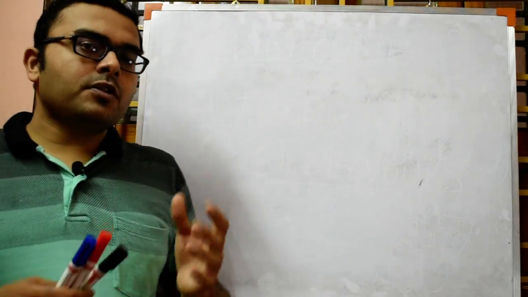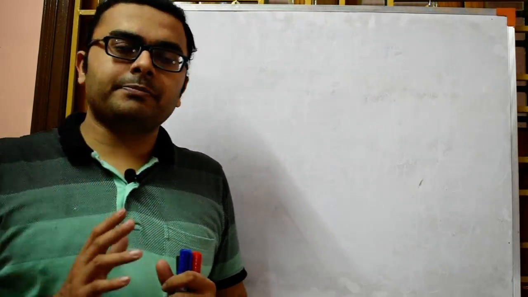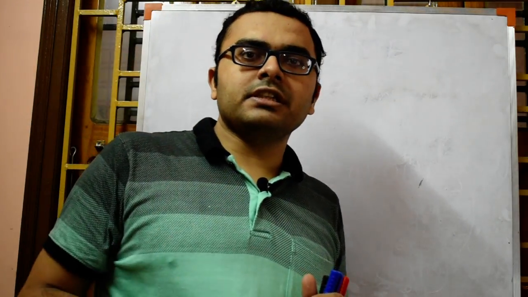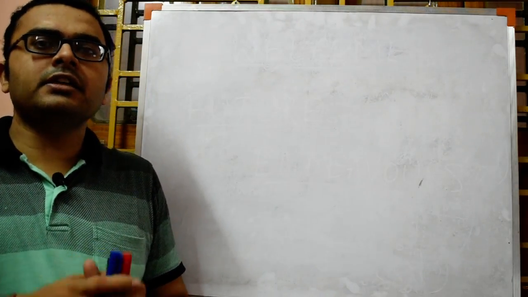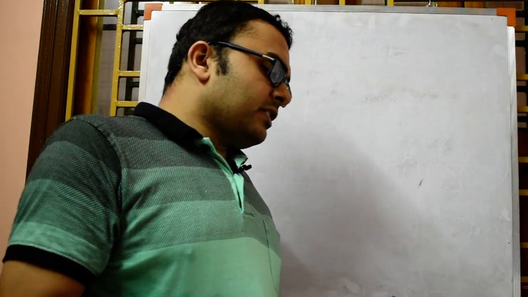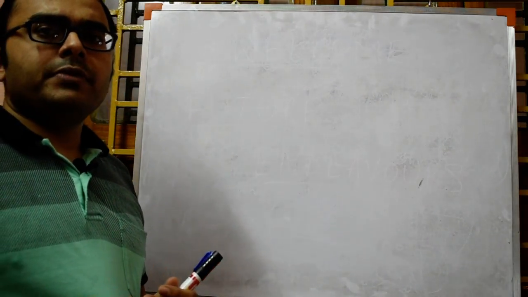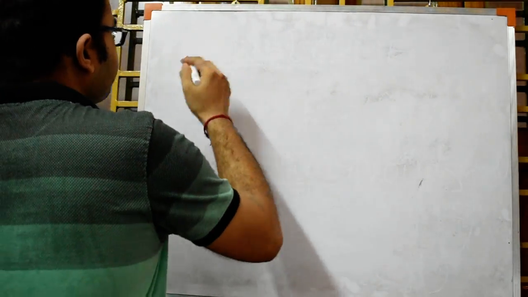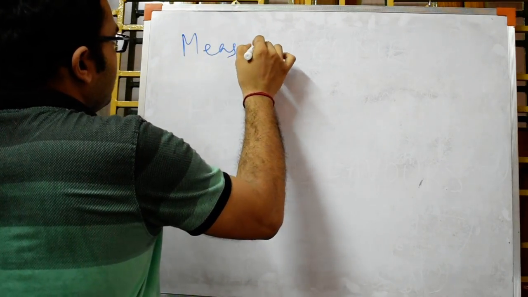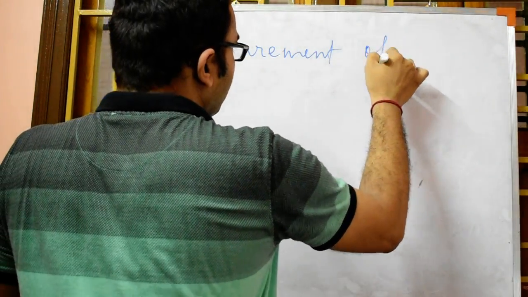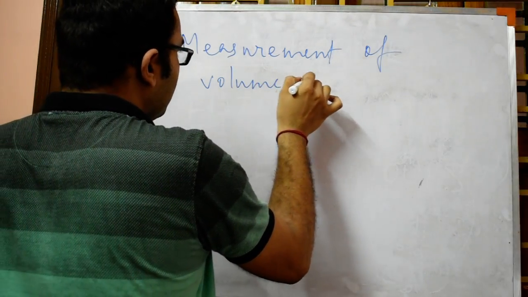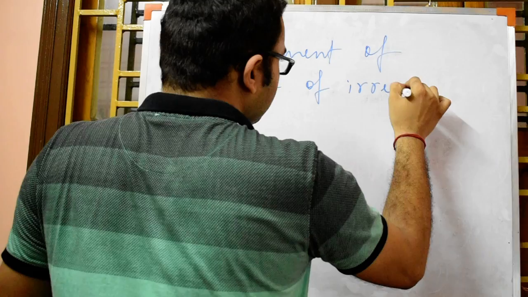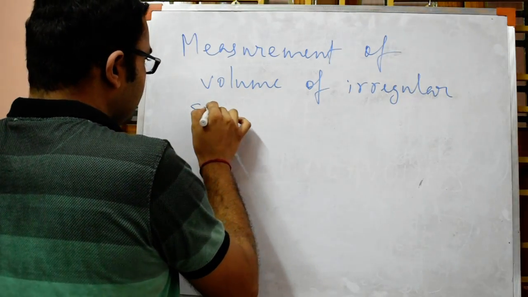Now see, all objects do not have a regular shape. Some objects have an irregular shape, for which you do not have any definite formula for calculating the volume. So what process can be followed to measure the volume of those objects which do not have any regular shape? Let us see. Let us make a heading: measurement of volume of irregular solids.